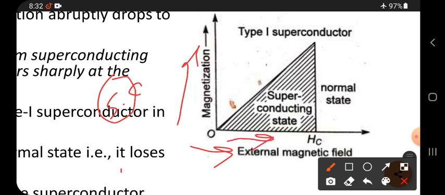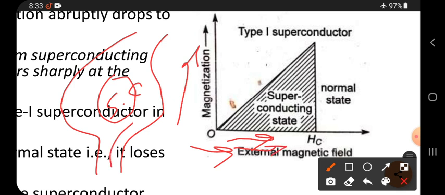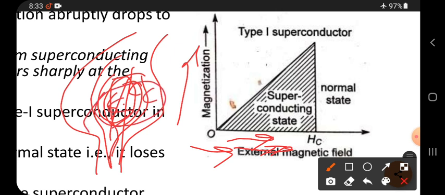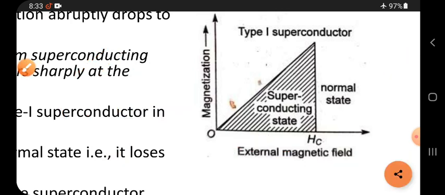At the beginning, lines of force move away from this superconducting material. As the magnetic field is increased, the lines of force come nearer to the substance, and as it increases further, the lines of force slowly start penetrating. When they penetrate, its superconducting property is completely converted into the normal state. This diagram is given.